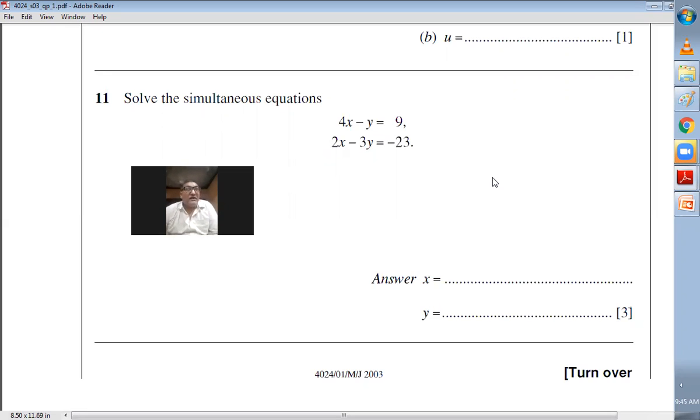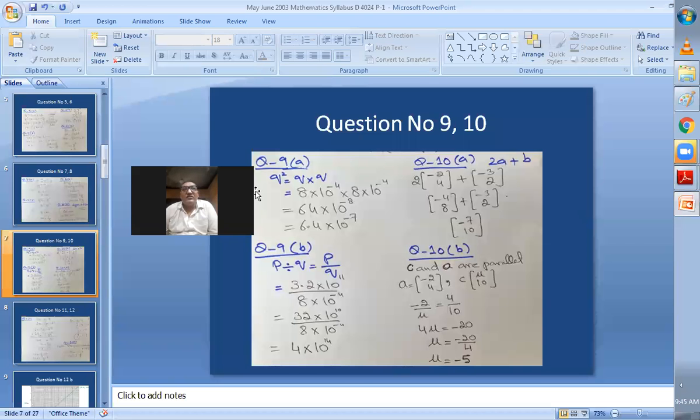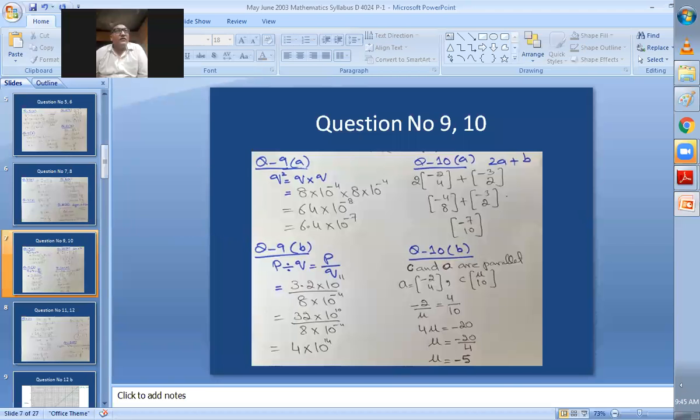I will multiply every member of equation number 1 with 3, so I will make the coefficients of y the same. Then I will subtract the second from the first, and I will get the value of x. Let me show you my technique here, how I have done this. So here we go.